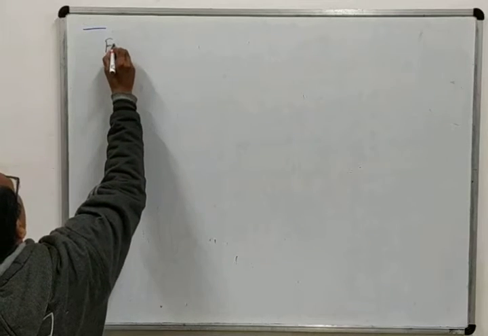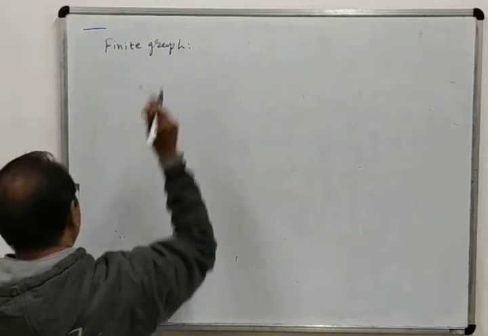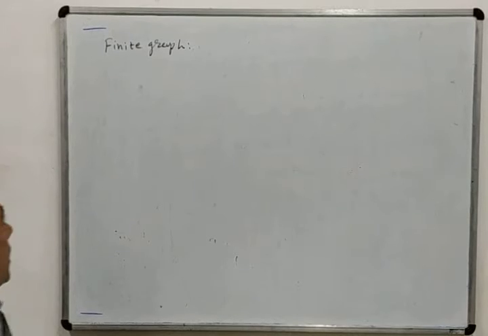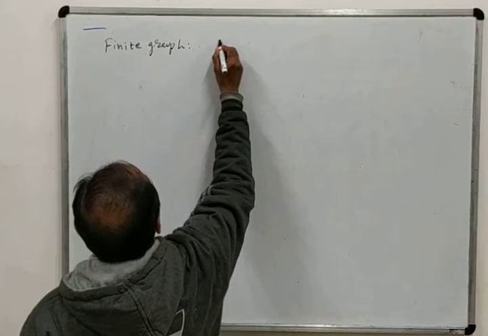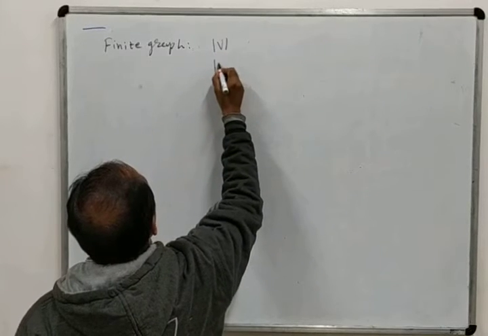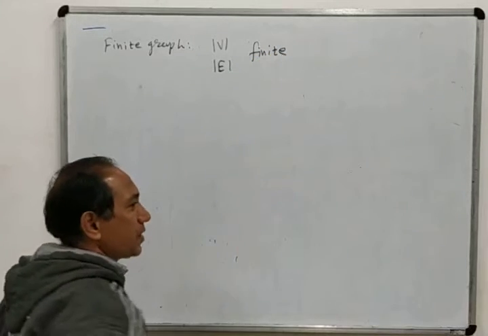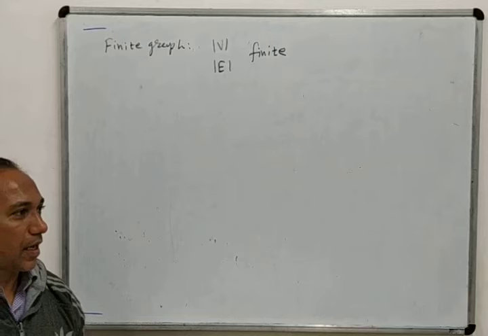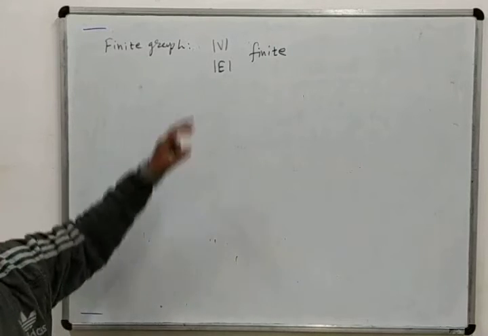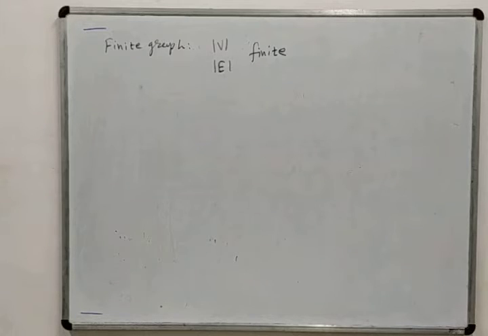Now, let us see another definition, finite graph. It is also very simple. If the graph G has modulus V, that means the number of vertices, and the number of edges both finite, then the graph G is called a finite graph. And if at least one of these is infinite, then the graph is known as an infinite graph.